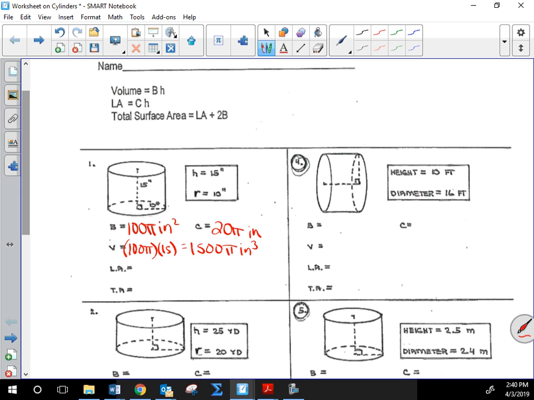Alright, lateral area. Again, perimeter times height. So for our cylinder, perimeter is just your circumference. So circumference times height. 20 pi times my height of 15. Ooh, what's 20 times 15? 300. Okay, that was nice. I was hoping for a little more of a delay. Inches squared. And then total surface area again.